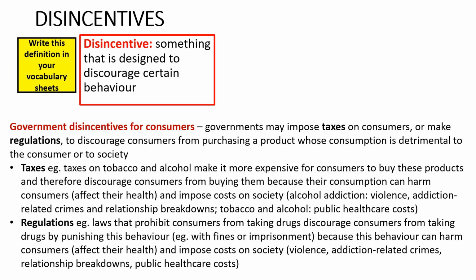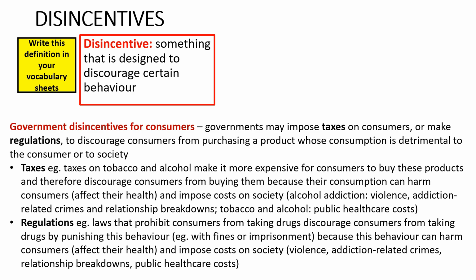Regulations can also be used by governments to discourage consumers from purchasing a product. For example, the government has made laws that prohibit consumers from taking drugs. These laws discourage consumers from taking drugs by punishing this behaviour, such as with fines or imprisonment, and so consumers are less likely to buy drugs.